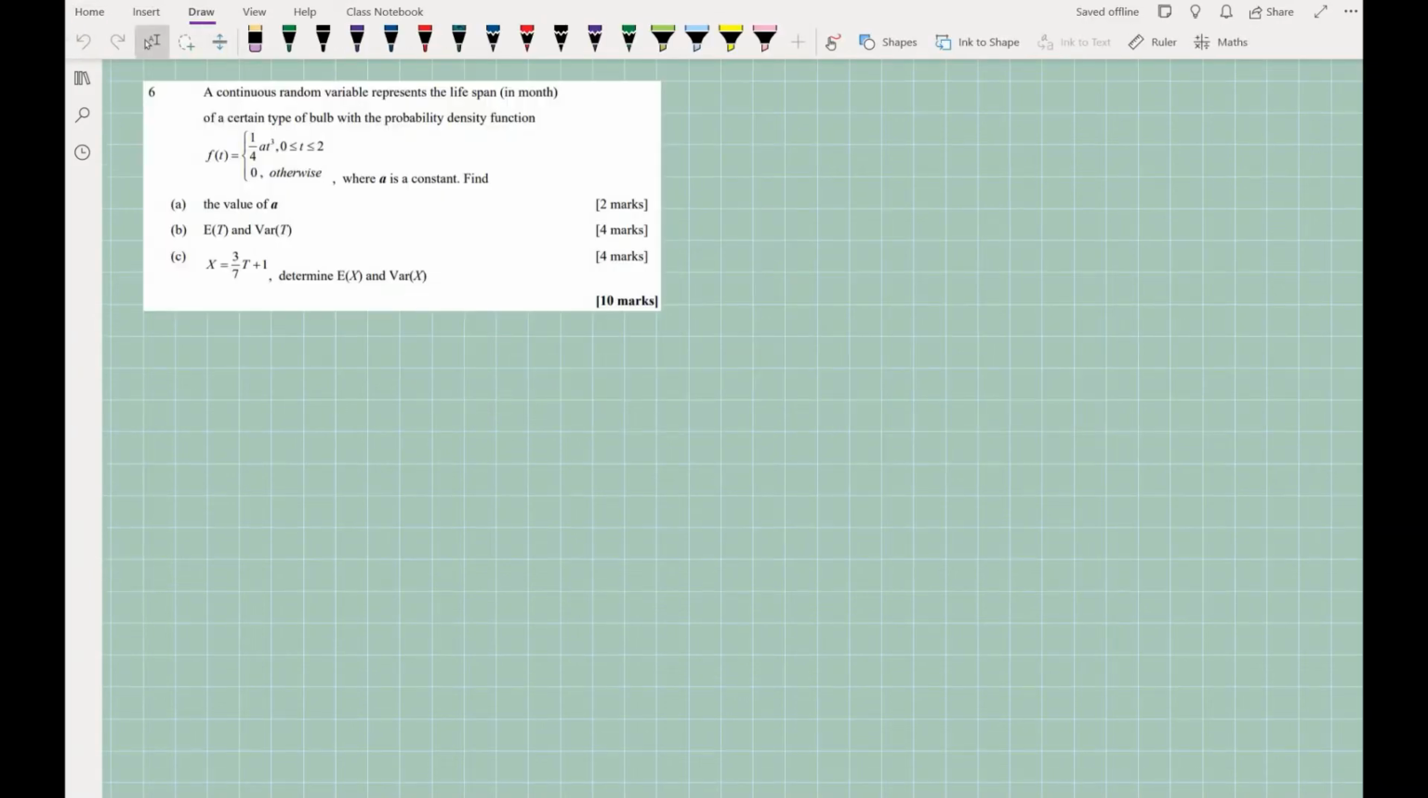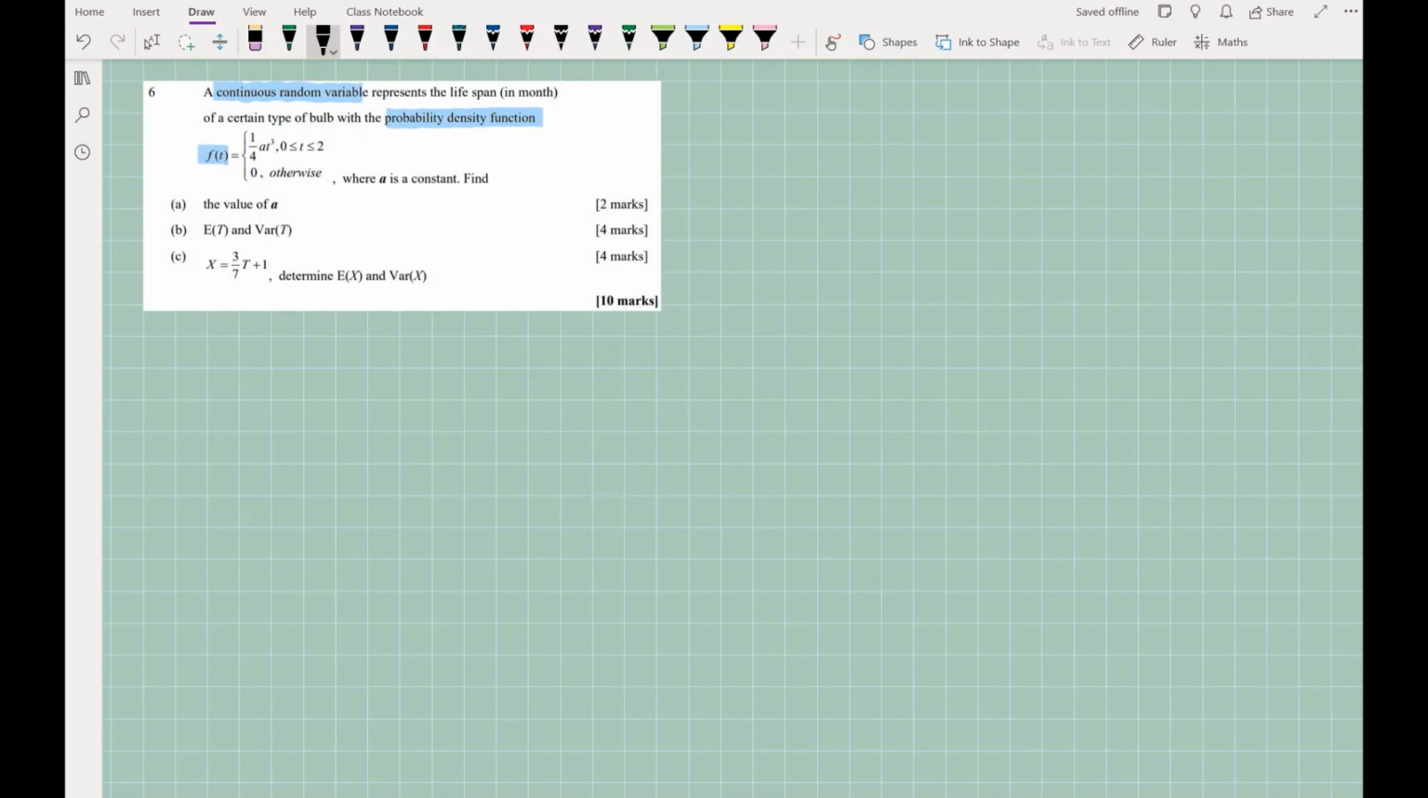We have been given a question from topic 9 yang mana kita ada continuous random variable. Okay, so untuk continuous random variable di sini represents the lifespan in months of a certain type of bulb with the probability density function. So please take note kita diberi PDF. Okay, so small f bukan lagi in term of x, tetapi now in term of t. So f of t is equal to 1 over 4 a t cube untuk t from 0 to 2 and 0 otherwise, where a is a given constant. So we need to find the value of a.